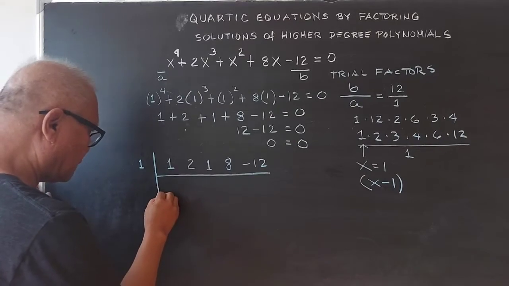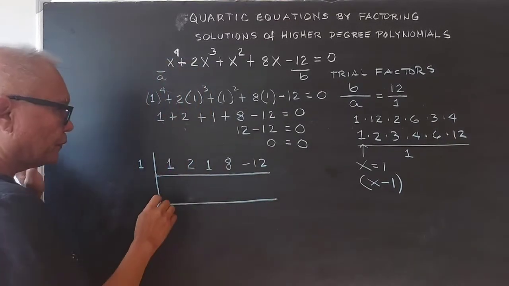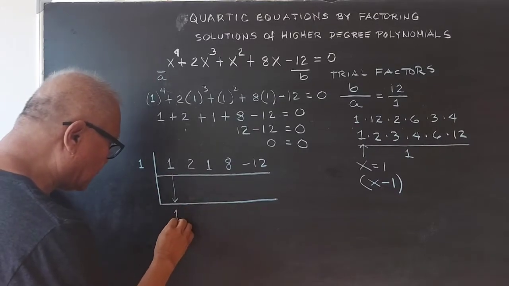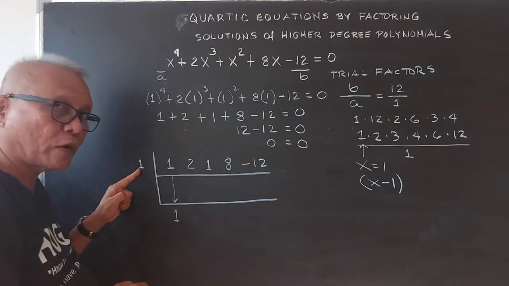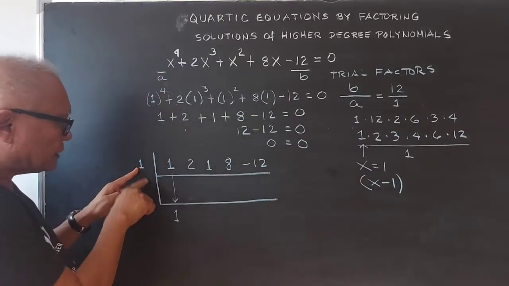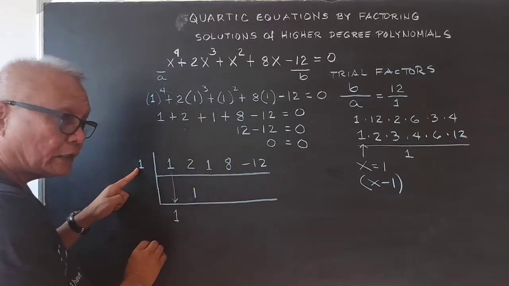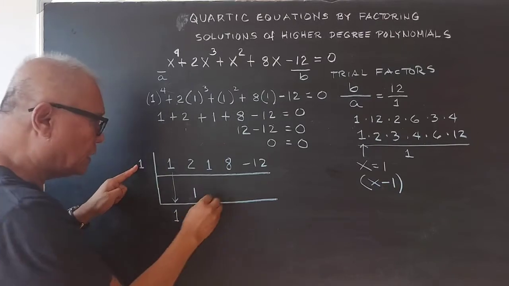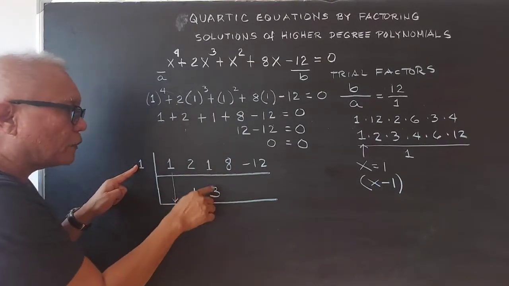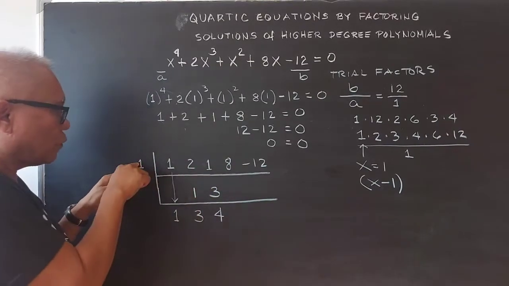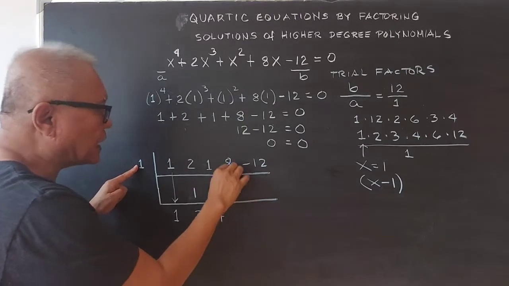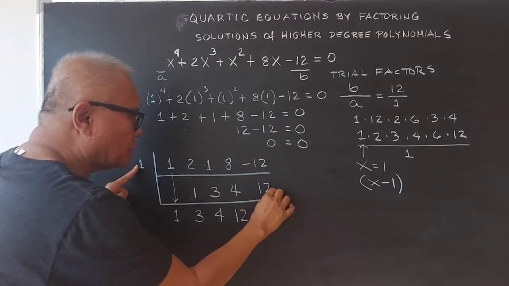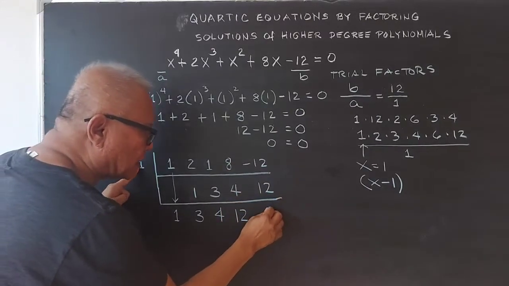Then after that one, we have this one here. And then first numerical coefficient, we bring it down. So 1 is here. Then we multiply this one by 1 here, our 1 there. So 1 times 1 is 1, put here your answer, and then you add 2 plus 1 is 3, then multiply again, 1 times 3 is 3, and then add 1 plus 3 is 4, and then 1 times 4 is 4, and add 8 plus 4 is 12, 1 times 12 is positive 12, and if you are going to add that one, our answer will be 0.